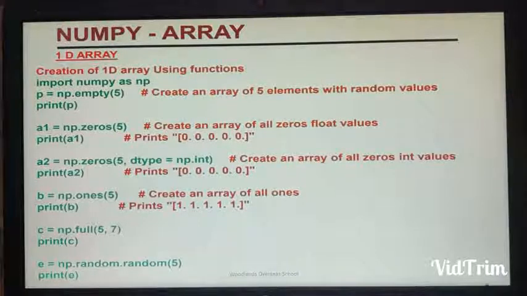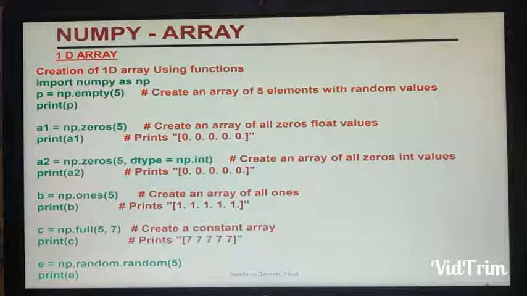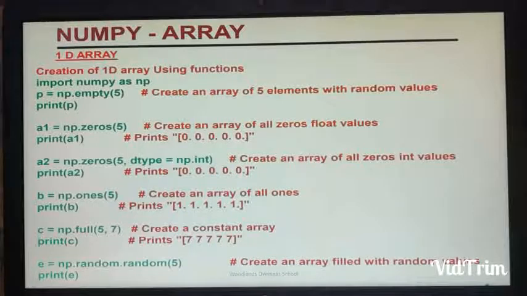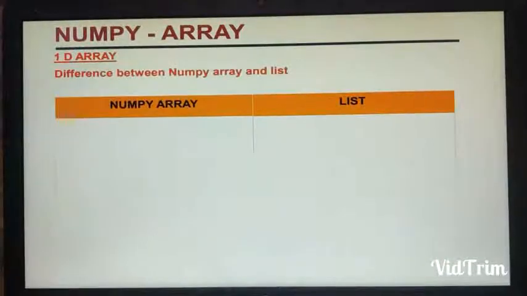Then another function is full, which is taking 2 arguments, 5 and 7. You can give any number. I have given 5, that means I want 5 elements, and whatever you give in the second argument, 7, will fill them. So output will be 7 five times. Then random method. Now this random I have written twice. You will be wondering why twice. I've written twice because random itself is a library like numpy, so we have to write it twice. Again, this random method will pick randomly 5 values and print. Fine, is it clear?